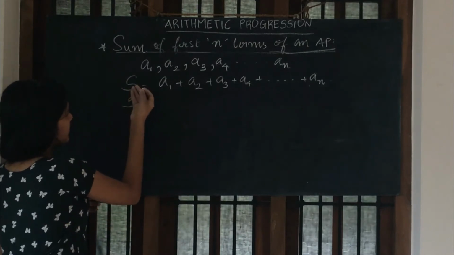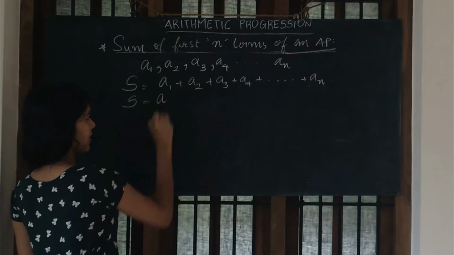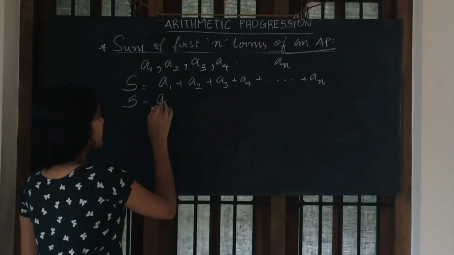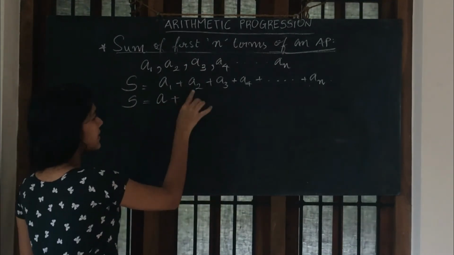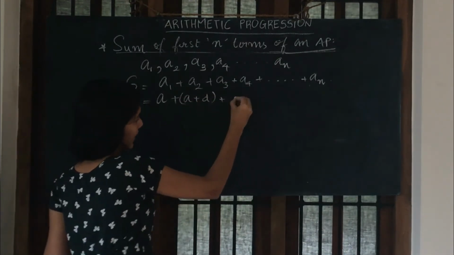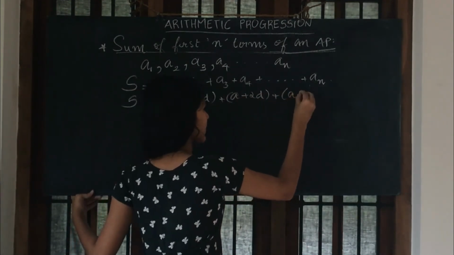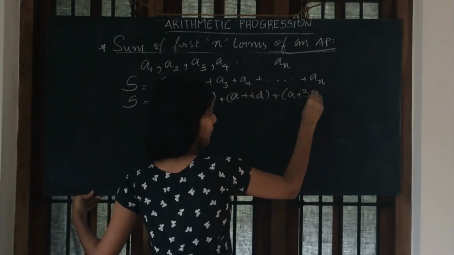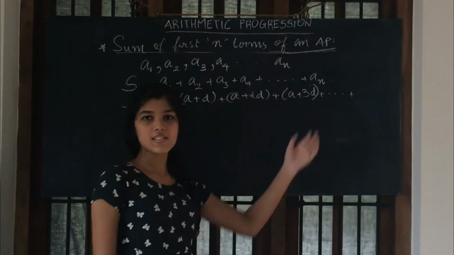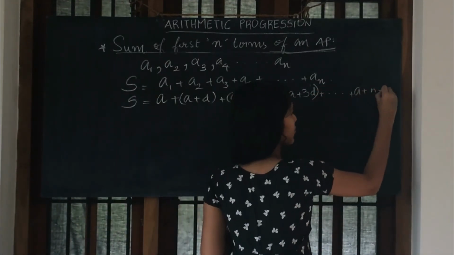Now let us rewrite S. Let us take A1 as A, so that A is the first term. Then let us write the second term as A plus D. Then let us rewrite A3 as A plus 2D. A4 will be A plus 3D. Plus, now we have the formula for writing the nth term of an AP, or AN, as A plus n minus 1 into D.